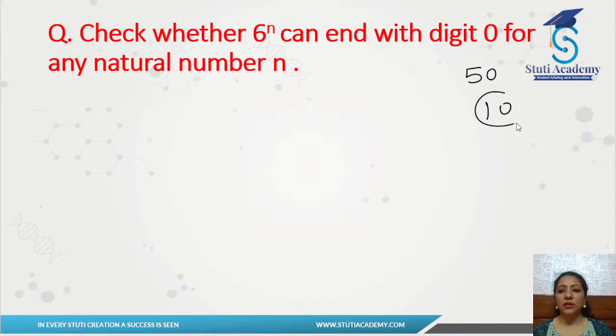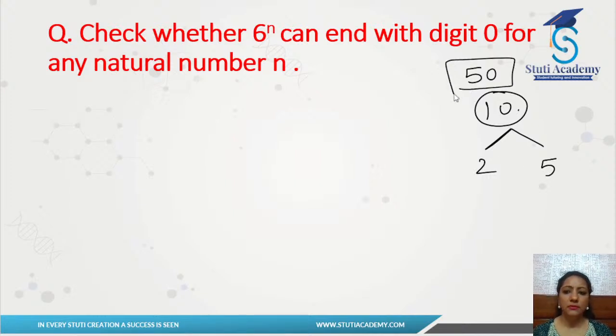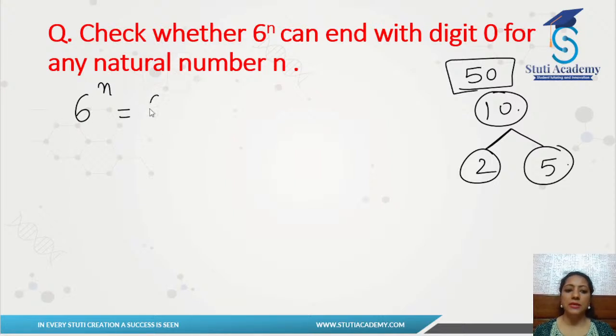Now, if 10 is a factor of 50, can I say 2 and 5, the prime factors of 10, are both factors of 50? Yes, they are. So for a number to end with digit 0, it should have 10 as its factor. Further, we can say that 2 and 5 must be the prime factors of that number. Now let's take the number which is given in the form of 6 raised to the power n. Now we know that 6 can be written as 2 into 3. We can write 6 raised to the power n as (2 into 3) raised to the power n.